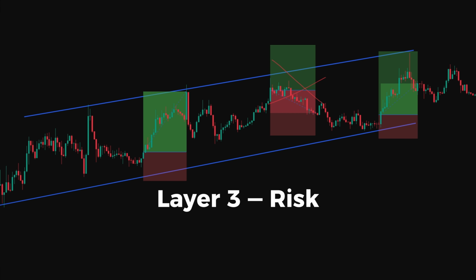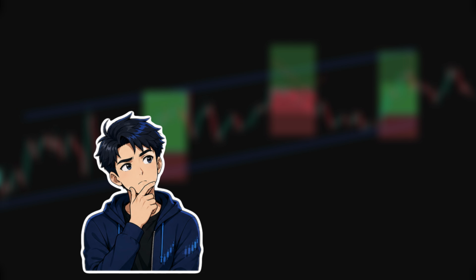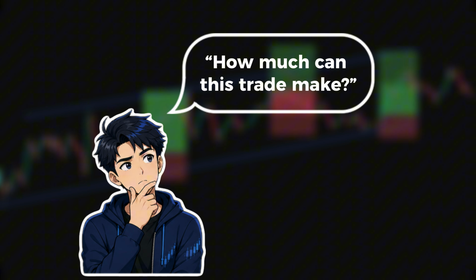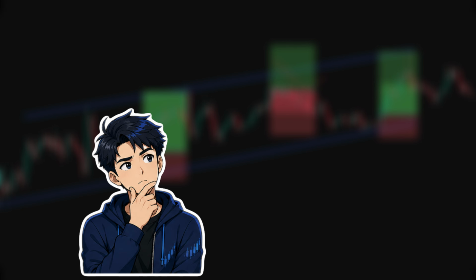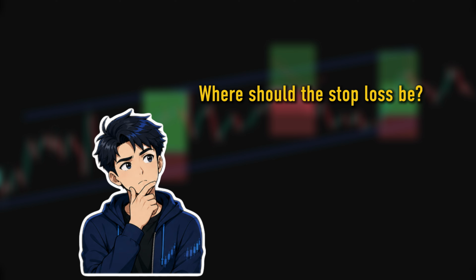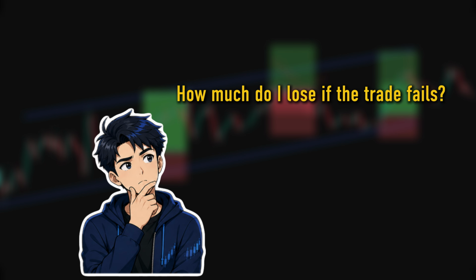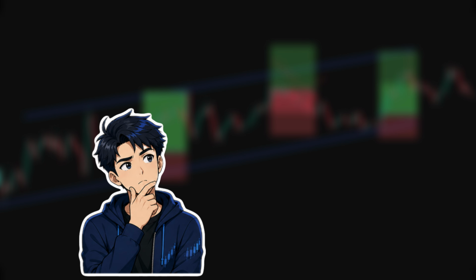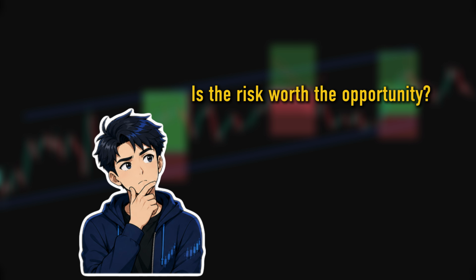The third layer is risk. This is the layer everyone says is important, but many traders ignore when real money is involved. Before I ask, how much can this trade make, I want to ask, if I am wrong, where am I wrong? Where should the stop loss be? How much do I lose if the trade fails? Is the risk worth the opportunity?